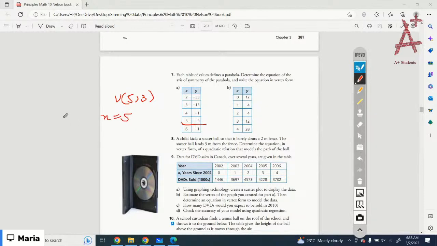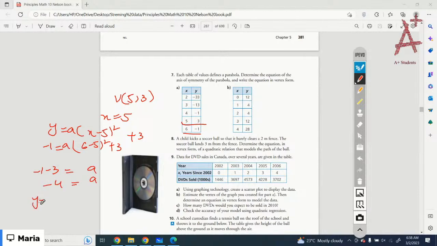You have to calculate the equation for this. So just put in the values: y equals a times (x minus 5) whole squared plus 3. Use any of the points to calculate the value of a. Got it? Let's just use this point. x is 6, y is negative 1, so negative 1 equals a times (6 minus 5) squared plus 3. So 6 minus 5 is 1, negative 1 minus 3 is negative 4, so a equals negative 4. So the equation for question number 7a is y equals negative 4 times (x minus 5) whole squared plus 3. Got it? That is for question number 7a.